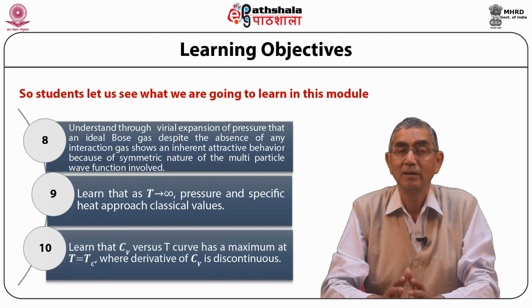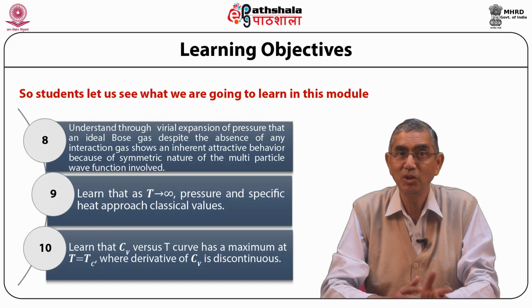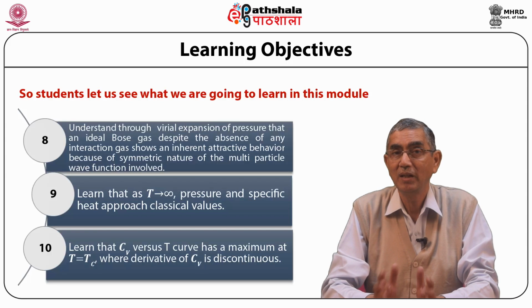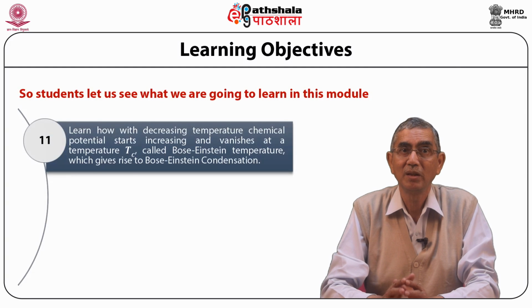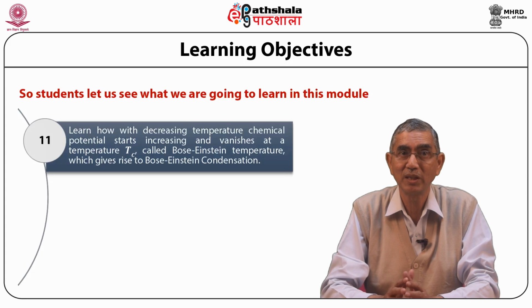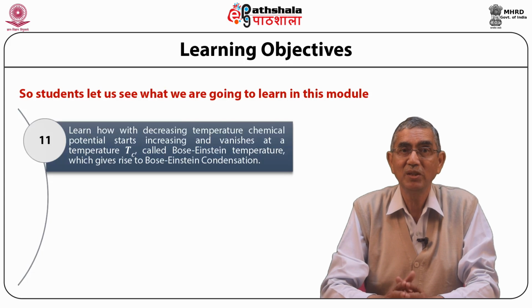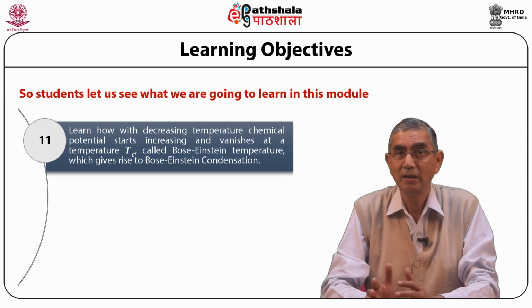Learn that the specific heat at constant volume versus T curve has a maximum at T equal to Tc, where the derivative of specific heat at constant volume is discontinuous. Learn how with decreasing temperature, chemical potential starts increasing and vanishes at a temperature Tc called the Bose-Einstein temperature, which gives rise to Bose-Einstein condensation. This phase transition is like the superfluid transition in liquid helium and condensation of Cooper pairs in the BCS theory of superconductivity.